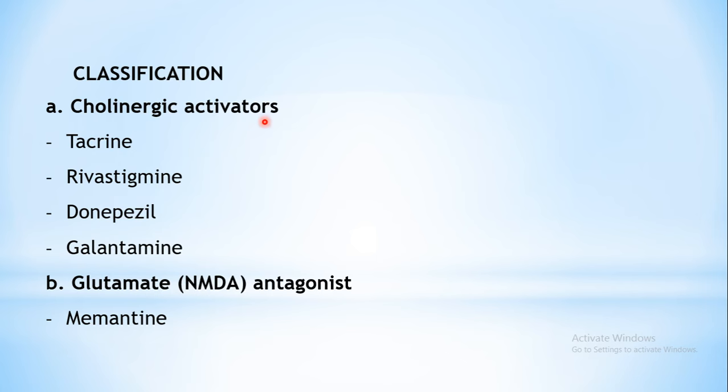Okay, so the cholinergic transmission is getting affected, which is responsible for the basic pathophysiology of the condition. So our target should be towards improvement of this cholinergic transmission. The first class which was introduced was cholinergic activators. Examples are tacrine, rivastigmine, donepezil and galantamine. These are actually anti-cholinesterase drugs. These drugs will inhibit the enzyme cholinesterase, which is responsible for metabolism of acetylcholine.